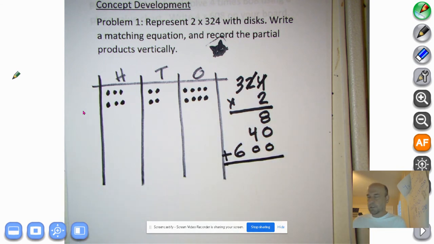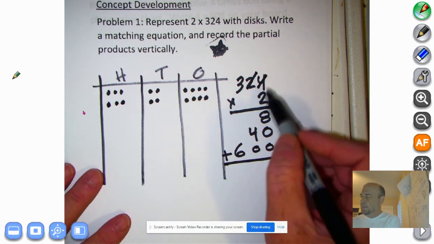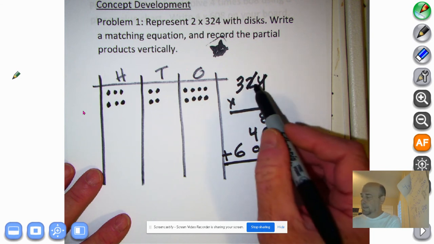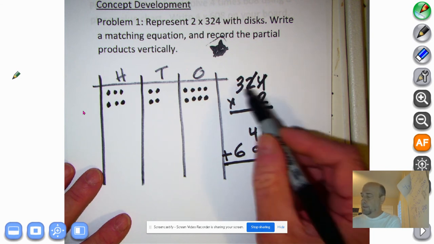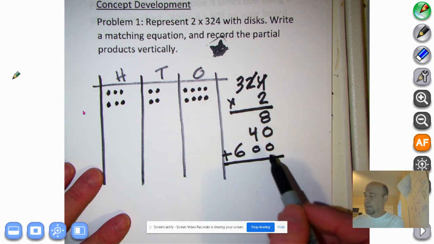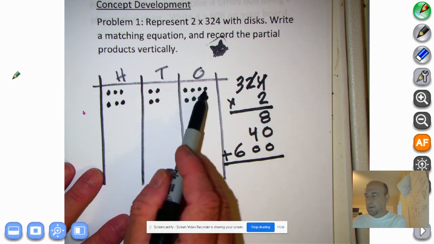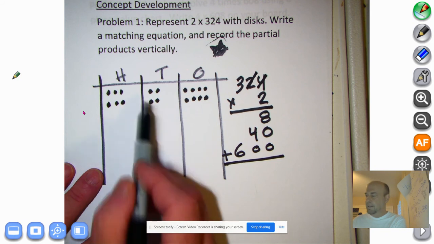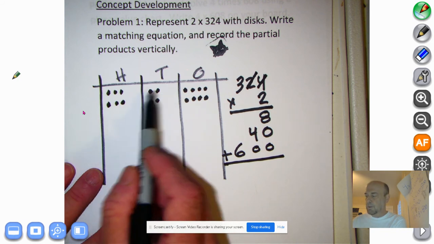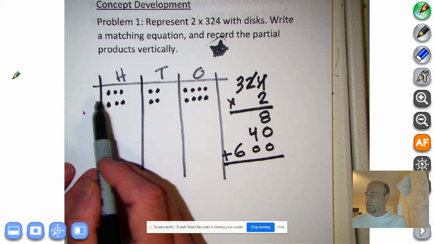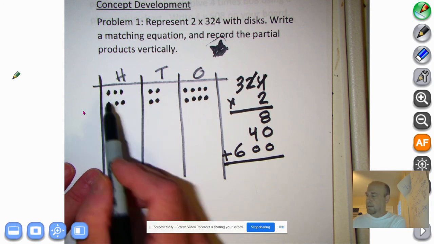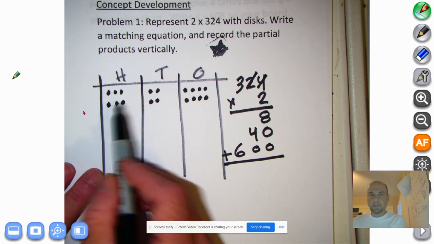Okay, so let's do a quick review. 4 times 2 is 8. 20 times 2 is 40. 300 times 2 is 600. And we can see that right here. 4 times 2 is 8. 20 times 2 is 10, 20, 30, 40. 300 times 2, 100, 200, 300, 400, 500, 600.